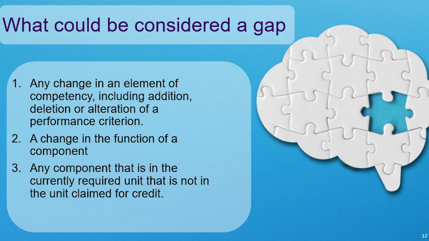Then thirdly, there's any component that is currently acquired by the current unit that is not in the unit claimed for credit. This is pretty straightforward. It's basically saying if there's an element in the new unit that is not in the old unit, that's a gap. If there's an item of knowledge that's in the new unit that is not in the old unit, then that's a gap. So fundamentally, what you want to make sure is that everything that is in the current unit can be found in the old unit, notwithstanding the fact that it might be there, but under a different heading and in a different part of the unit of competency. So there's a bit of detective work involved in that.